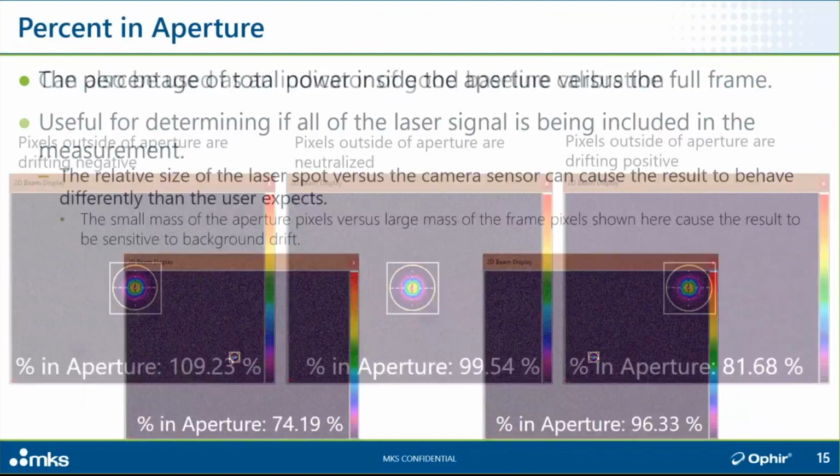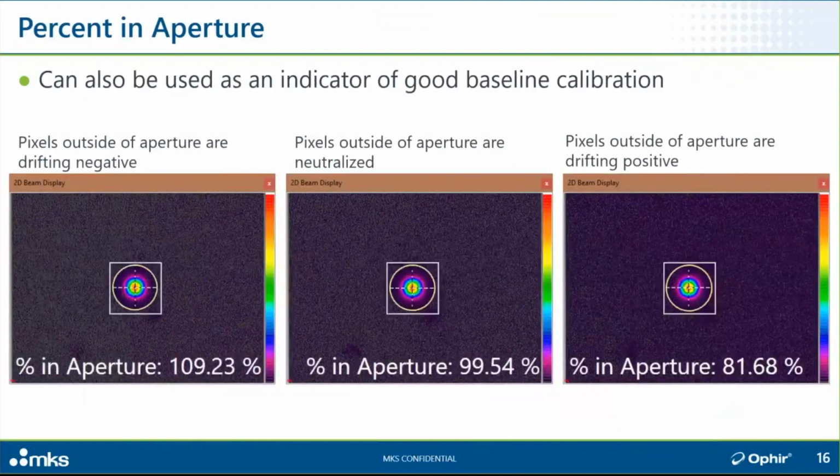For example, in this case, on the left-hand side, the pixels outside of the aperture are drifting negative. And you can see in BeamGage with the coloring that we apply, this baseline is drifting a little bit gray. It's more predominantly gray than purple. In the center, it's balanced, and on the right-hand side, it's drifting towards purple, which means the baseline signal is drifting positive. So you can use that as a quick visual indicator to see whether or not you need to do a new baseline calibration as well.